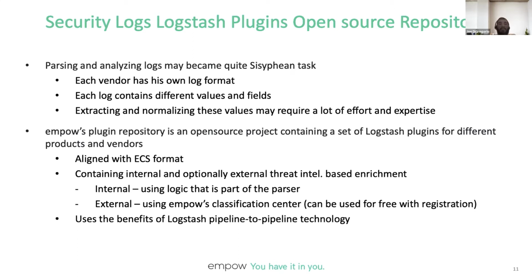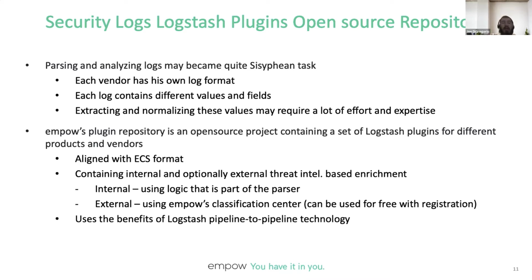And now the benefit of using the plugin resource and the repository that we have is that all of our plugins are going to be based off of ECS, or Elastic Common Schema. They're going to contain both internal as well as an optional external threat intelligence-based enrichment. We're also going to, for that, have the internal just being the standard parser for the system. The external is actually going to be our own empow classification center. So this is another open source contribution for you guys. And this here is free with registration within our sites.